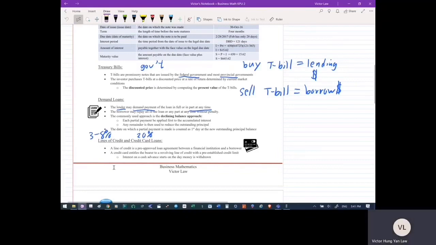The main difference between a line of credit and a credit card is that for lines of credit, the interest rates are usually lower. They're usually about 3 to 8% for unsecured lines of credit. For credit cards, they have really high interest rates, 20% for most credit cards.